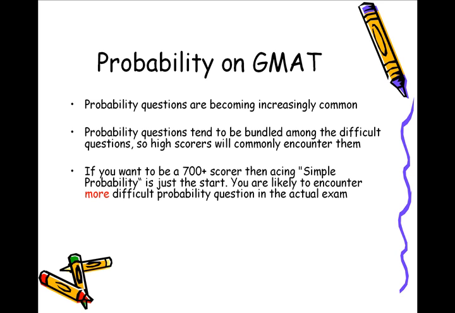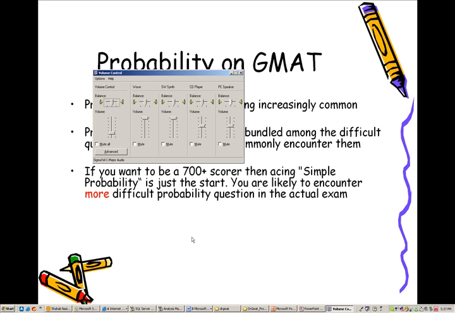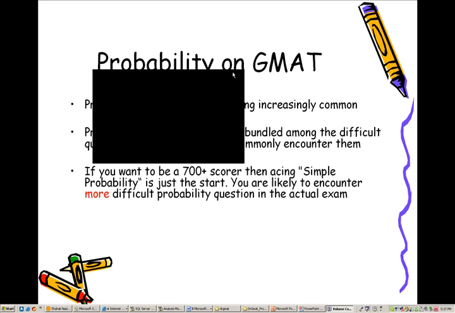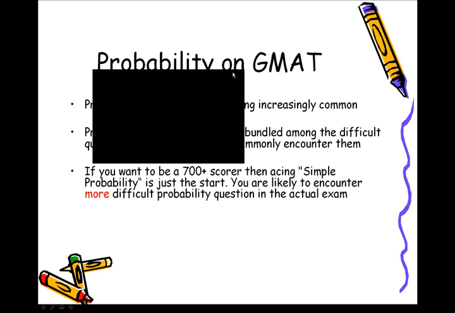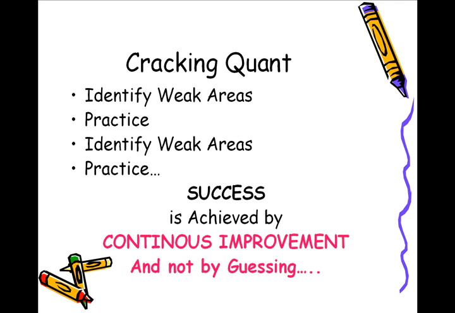On the GMAT, probability questions are becoming more common. There's no set criteria, but mostly those people who are doing well are more likely to see it. So if you want to score 700 plus on this test, then you want to make sure that you ace this area.